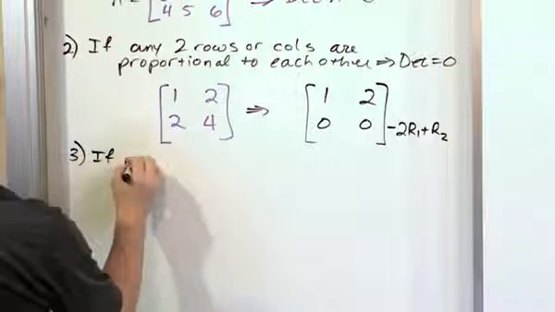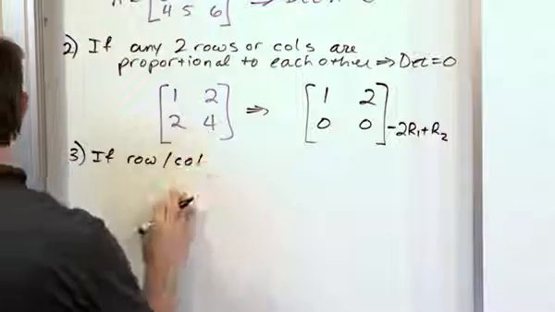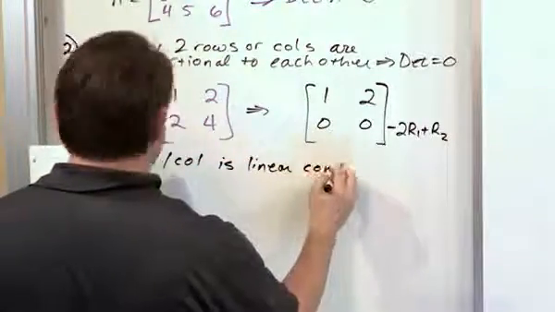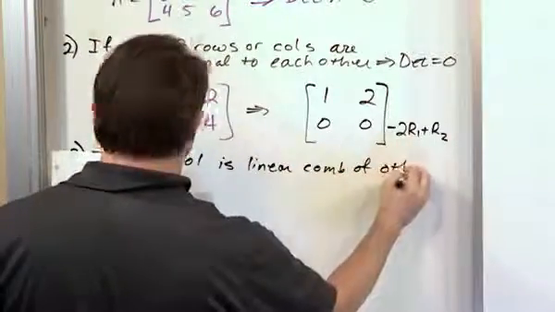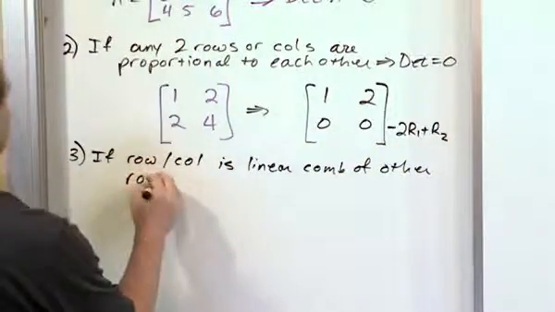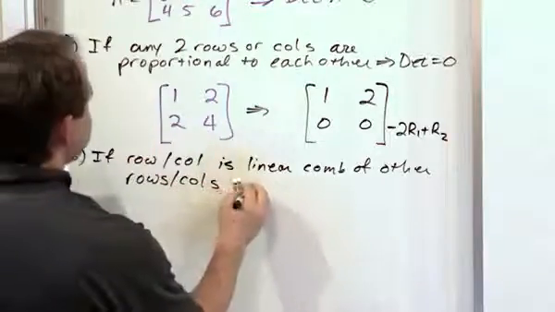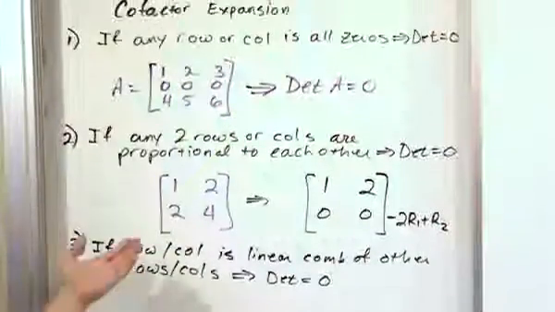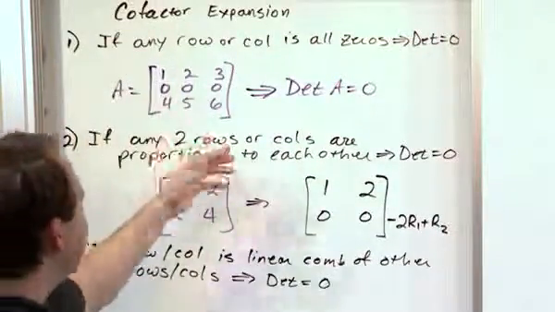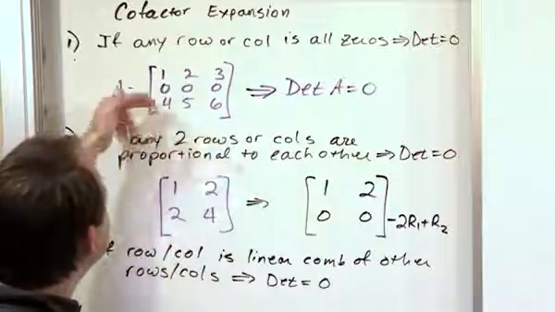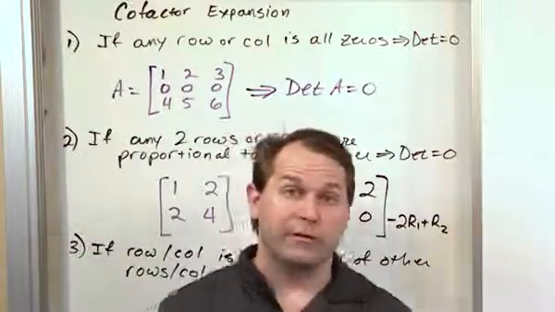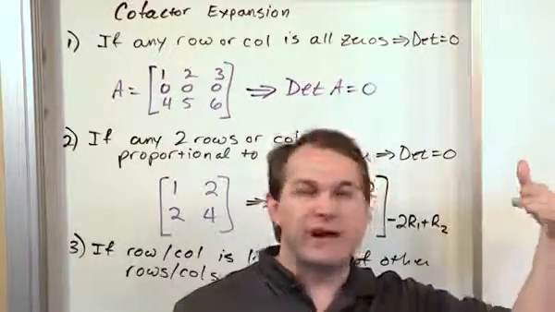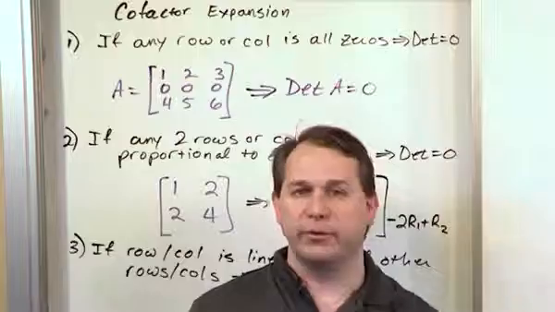The third one is very, very similar to number 2. If a row or column is a linear combination of other rows or columns, then the determinant is again equal to 0. And this comes about because of row reduction also. If I had, for instance, a 3 by 3 matrix, and the third row was a linear combination of the first two rows, in other words, maybe I could just add the first two rows together and get the third row. Or maybe I can multiply the first row times 2 and add it to the second row, which also would give me the third row.